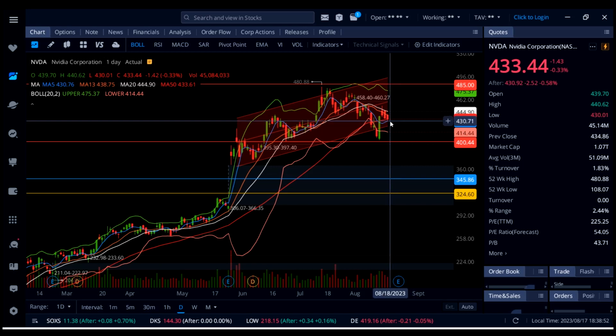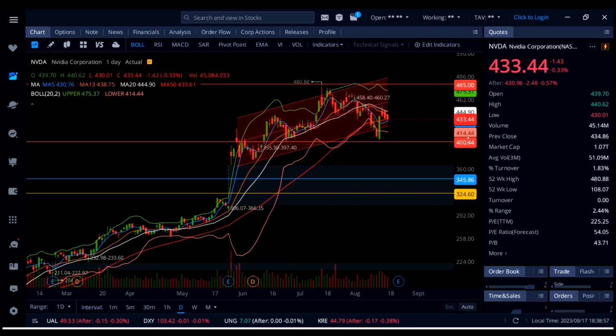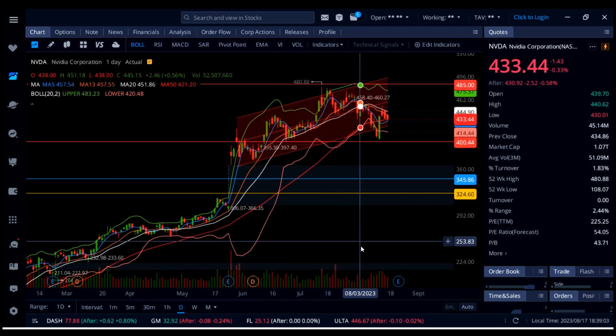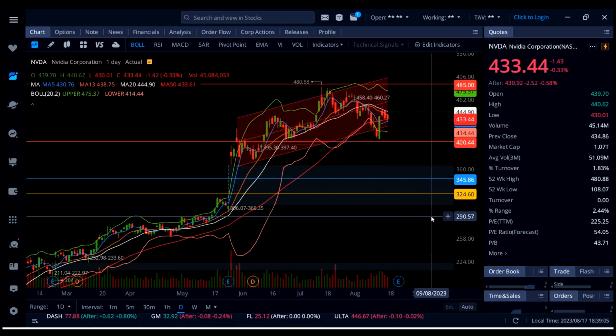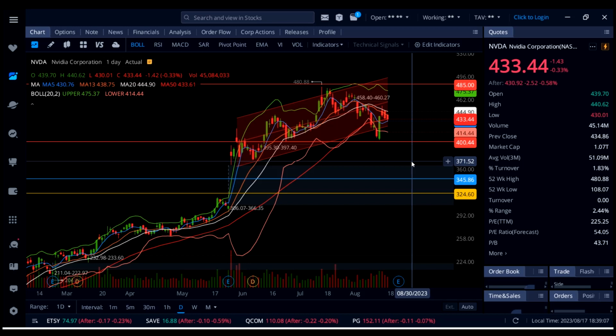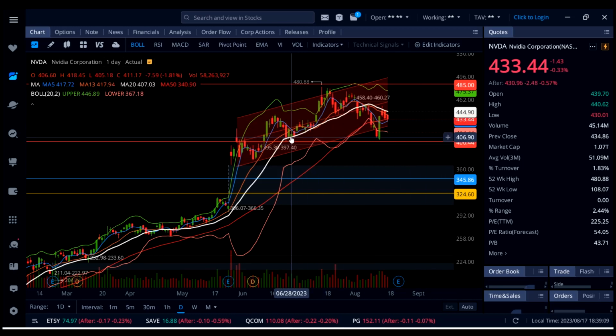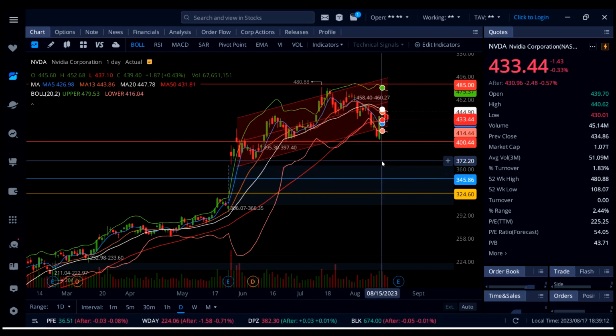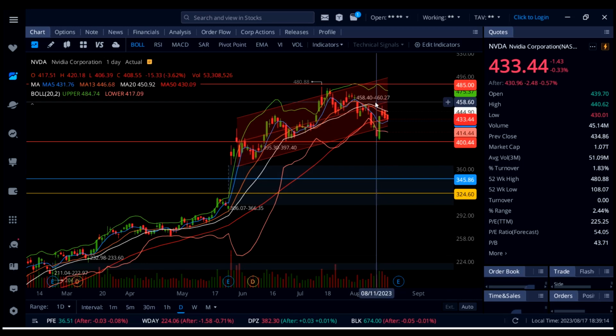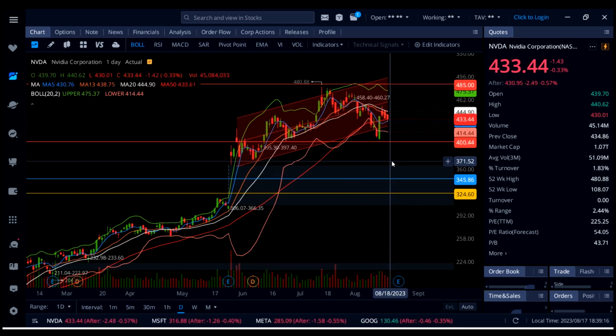Below 430, you're going to see a flush down to 420, and the next stop 414.44, and then 400. We also have this gap down here at 395. To the upside, Nvidia stock can break above 440. Watch out for a move up to 445, white line 20 SMA, and then a quick trip all the way up to 460.